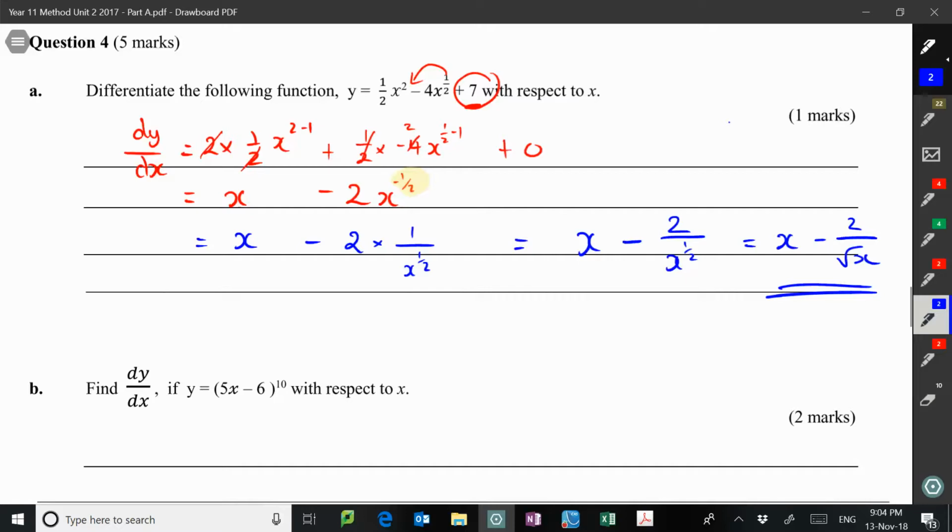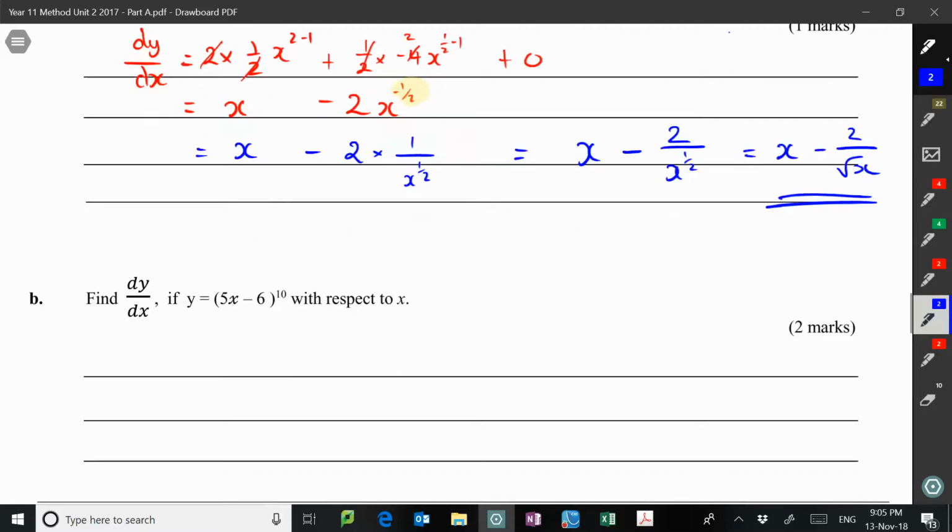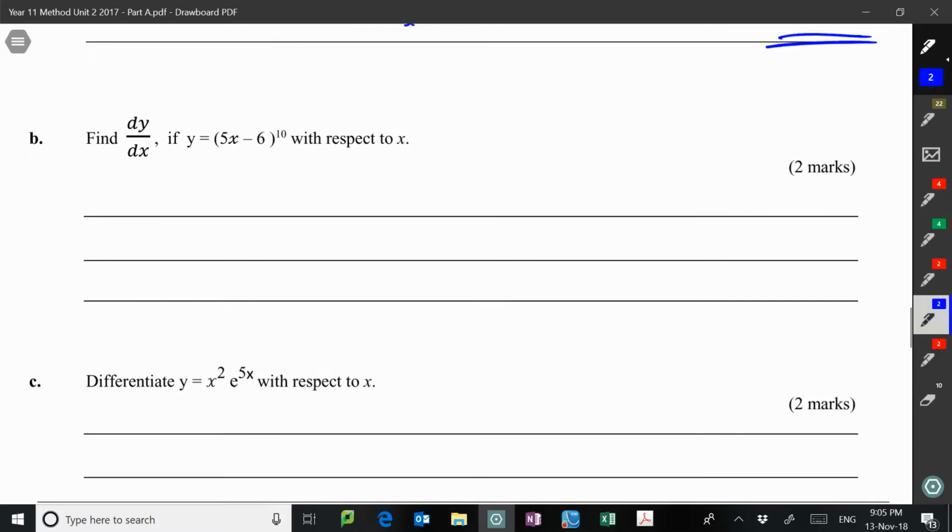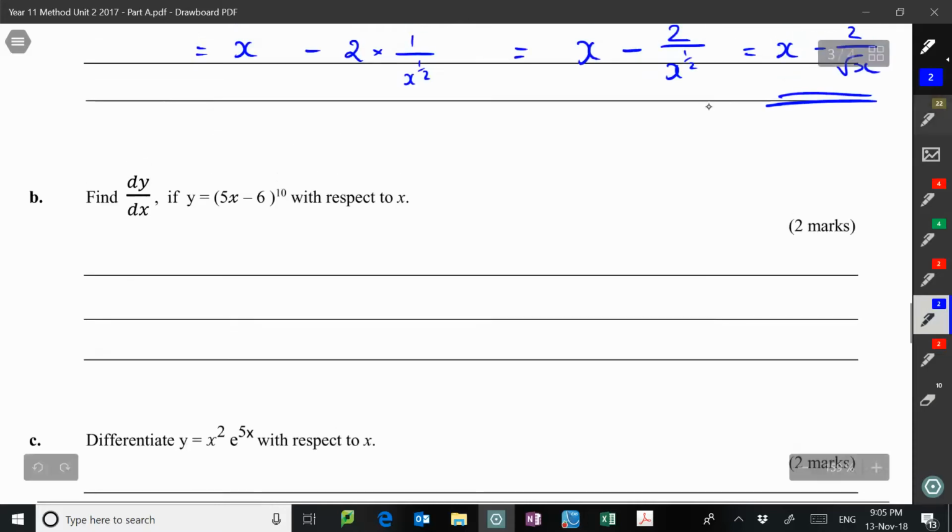It's just a lot of fractions and some negatives that might scare you, but that's how you do it. 1 mark. Quick and easy. Next one. Okay, so this is a chain rule problem.